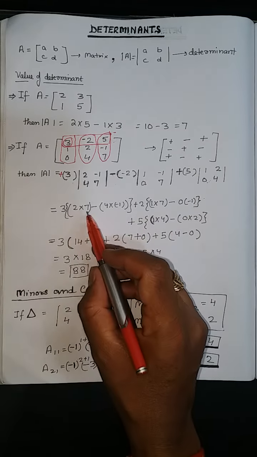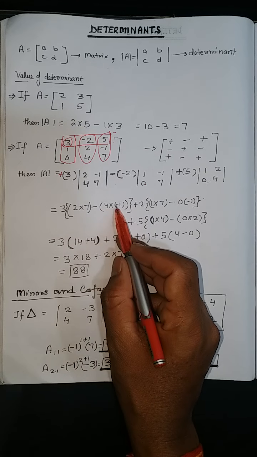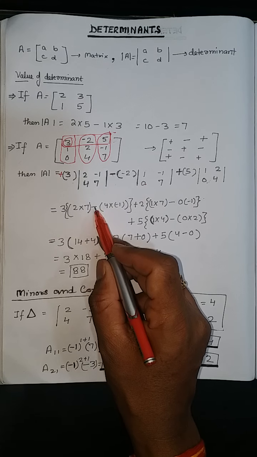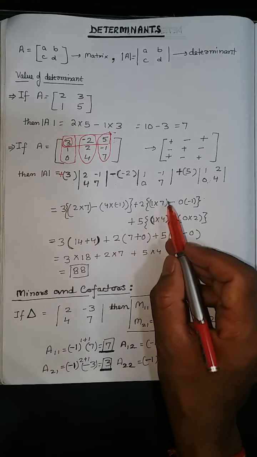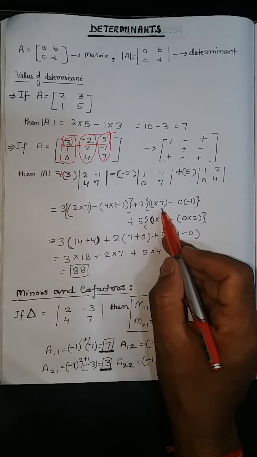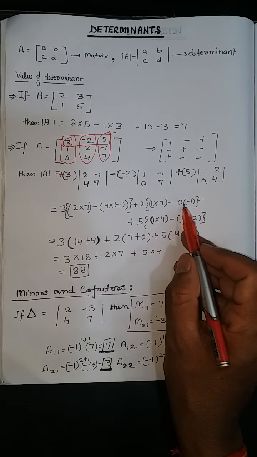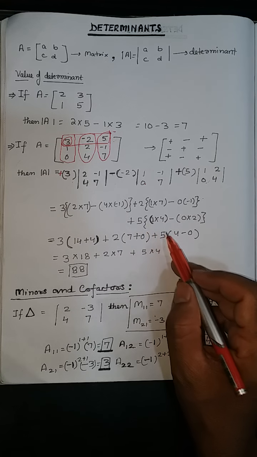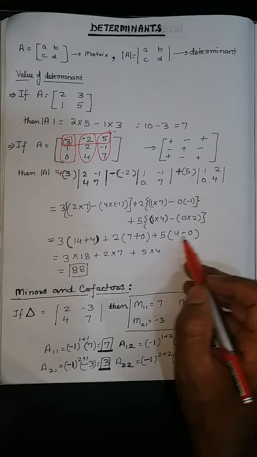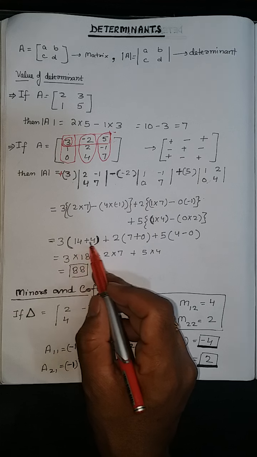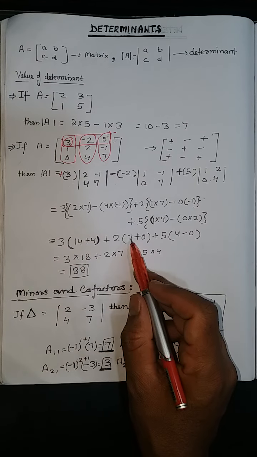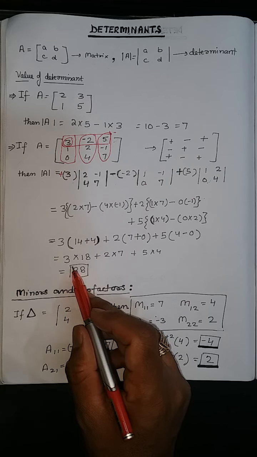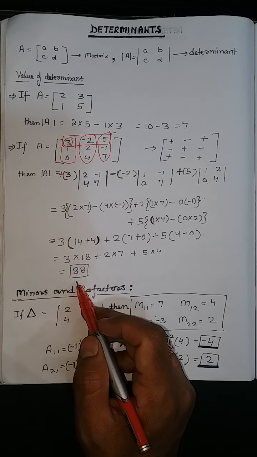Now solve this further. 2 sevens are 14. 4 into -1 is -4, minus -4 is plus 4. 2 into 1, 7 is 7. 0 into -1 is 0. Next comes 4 ones are 4. 0 into 2 is 0. Open the bracket, 18. This is 18 into 3. 7 into 2. 5 fours are 20. So again it's coming 88.